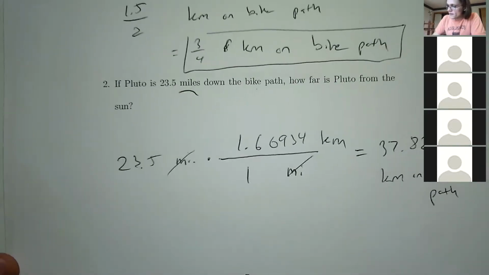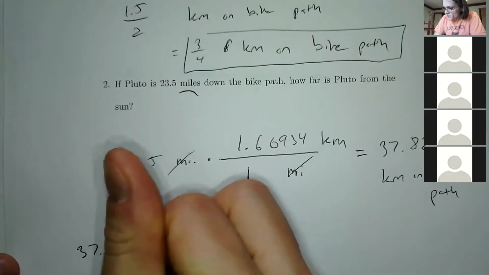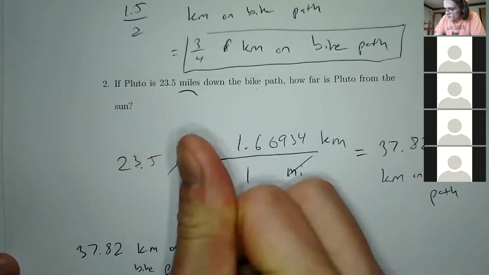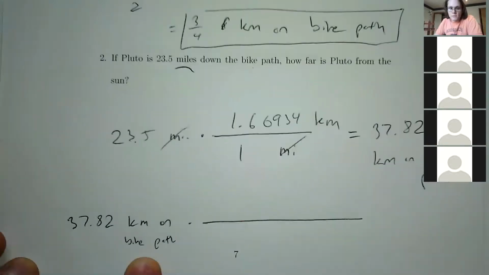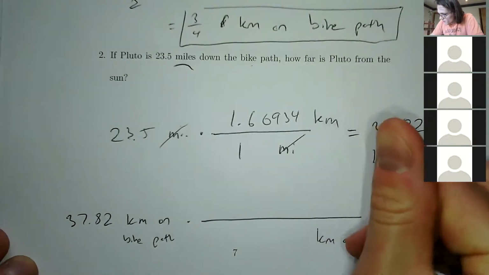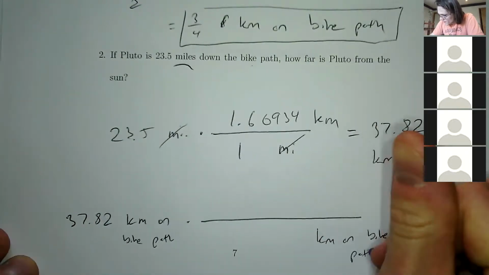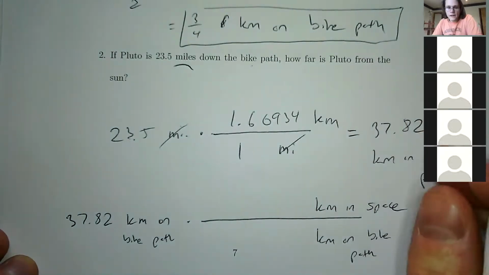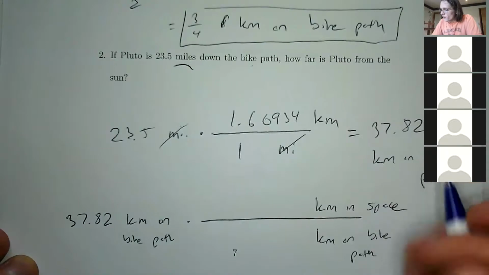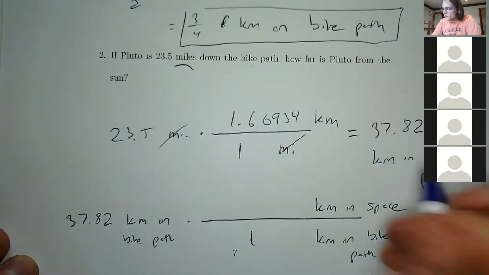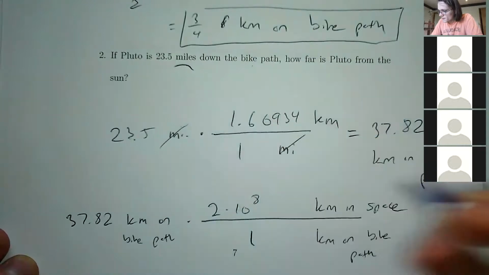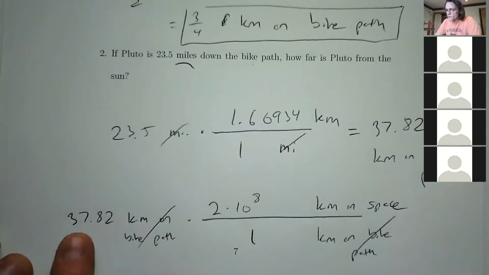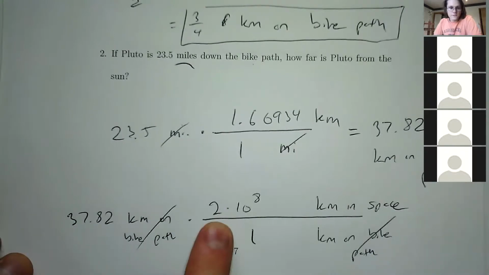So I have 37.82. Again, we're just converting, so kilometers on bike path, just like we're converting feet to inches. So I'll put the kilometers on the bike path in the bottom because I want those to go away. Bike path. And I want to convert it to kilometers in space. And so we said that 1 kilometer on the bike path corresponded to 2 times 10 to the 8 kilometers in space. So now my bike path kilometers cancel, and I'm just left with 37.82 times that 2 times 10 to the 8.